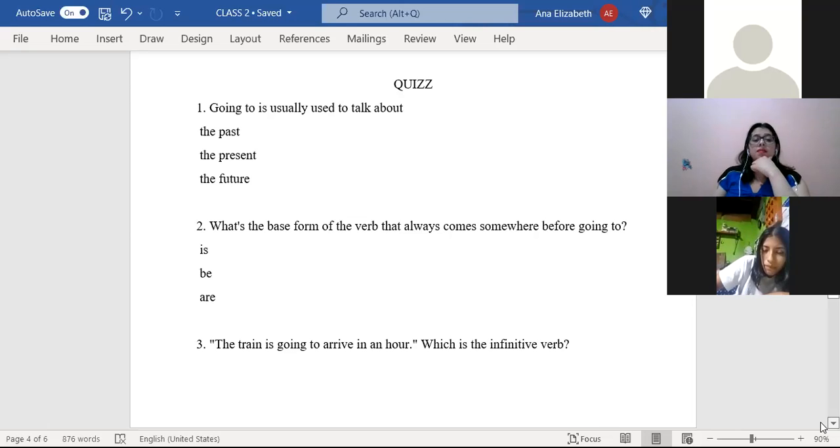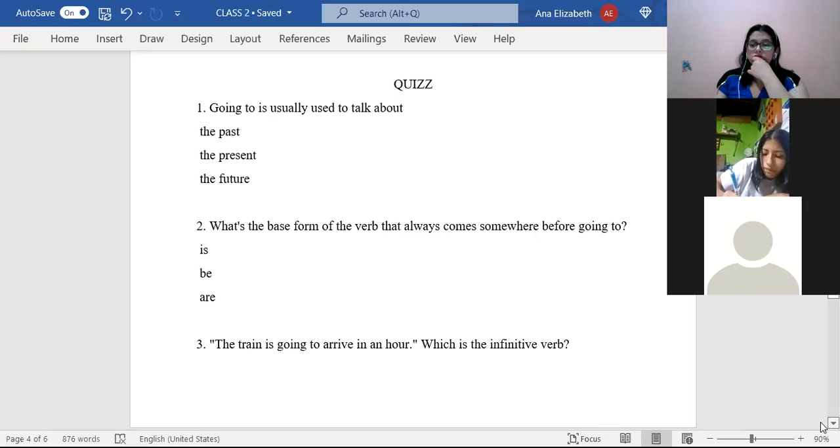Number two, what's the base form of the verb that always comes somewhere before going to? Is it be or are? En ese caso sería be. ¿Por qué? Porque el be puede ser is, are, or am. ¿Sí? Entonces sería el be.